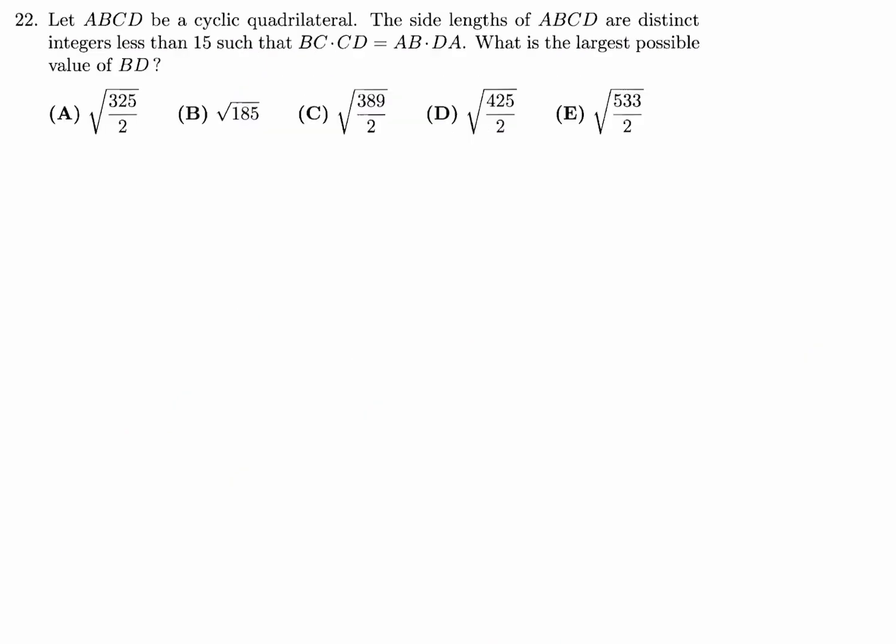Let ABCD be a cyclic quadrilateral. The side lengths of ABCD are distinct integers less than 15, such that BC times CD equals AB times DA. What is the largest possible value of BD?